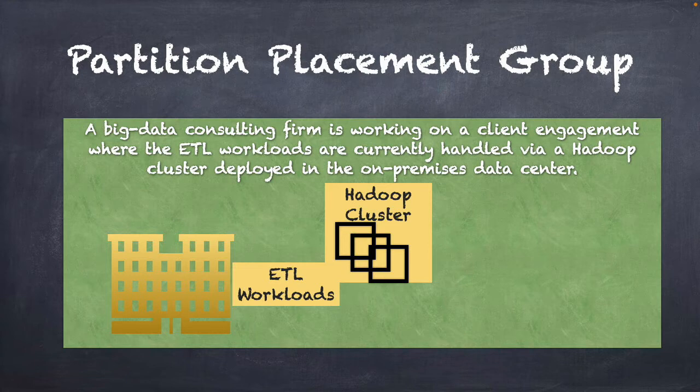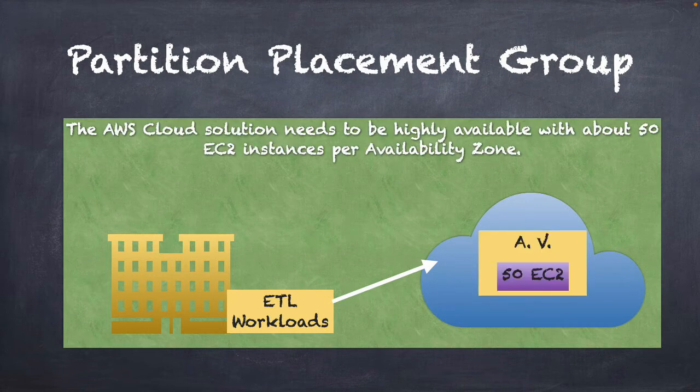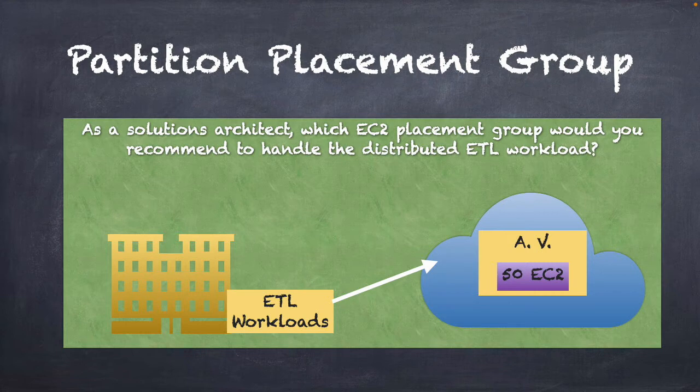A big data consulting firm is working on a client engagement where the ETL workloads are currently handled via a Hadoop cluster deployed in the on-premises data center. The client wants to migrate their ETL workload into AWS Cloud. The AWS Cloud solution needs to be highly available with about 50 EC2 instances per availability zone. So as a solutions architect, which EC2 placement group would you recommend to handle the distributed ETL workload?